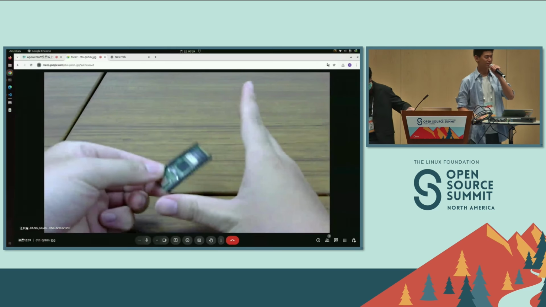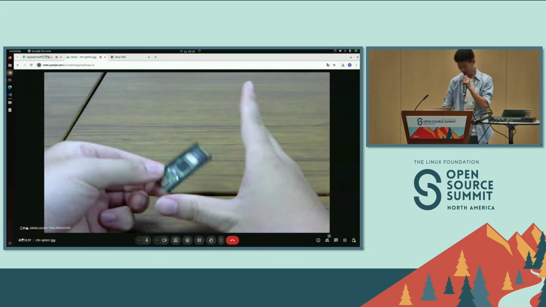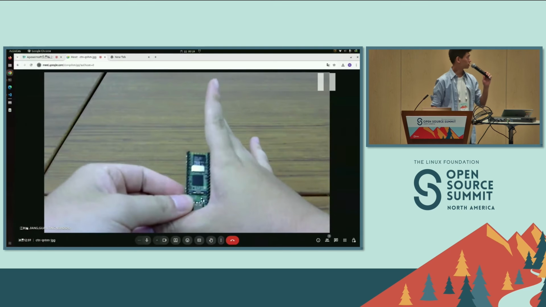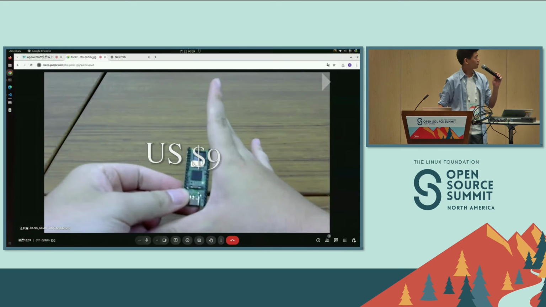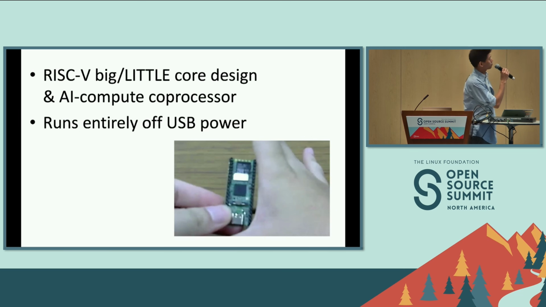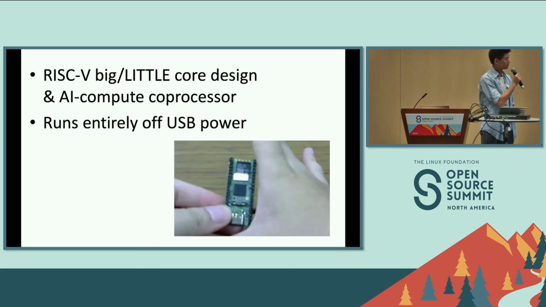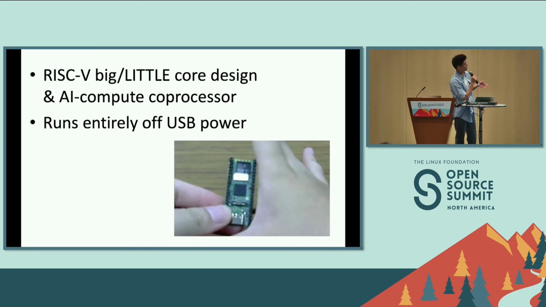Okay, hi. I'm JK Chiu from Taiwan, by the way. Thanks everyone for coming here. And now I'm going to demonstrate how we use this program on a very low-cost device called Milk-V Duo. And it is smaller than a thumb, and it's very cheap. It only costs $9, but it's cheap and cheerful. Why? Because it contains a RISC-V big-little core design and an AI compute coprocessor, and the whole device runs entirely off USB power.